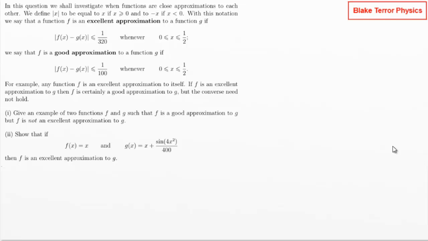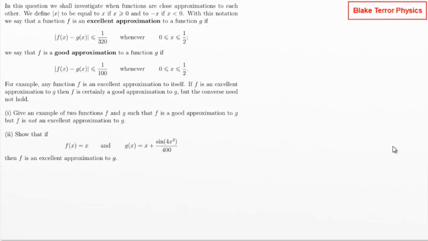With this notation we say that a function f is an excellent approximation to a function g if the magnitude of the difference between them is less than 1 over 320 whenever x is between 0 and a half inclusive, and it's a good approximation if it's less than or equal to 1 over 100, in the same range. For example, any function f is an excellent approximation to itself. If f is an excellent approximation to g, then f is certainly a good approximation, because that's a less strict condition, but the converse need not hold.